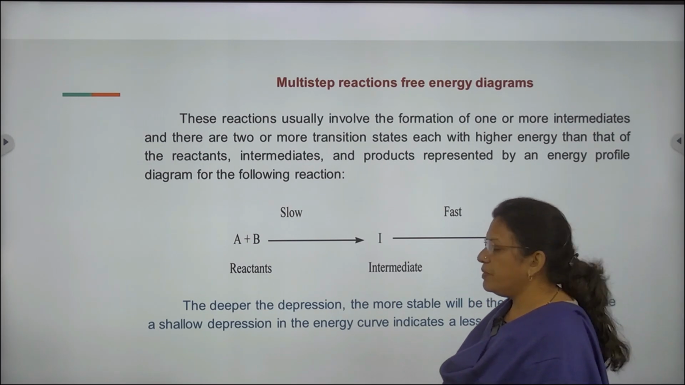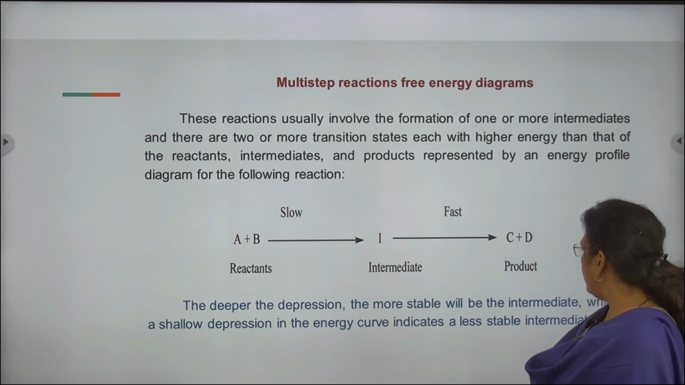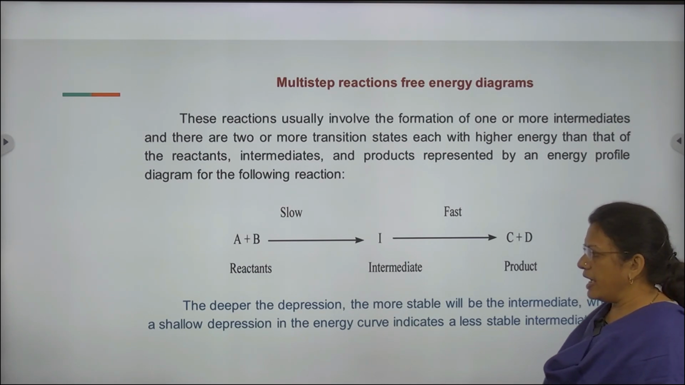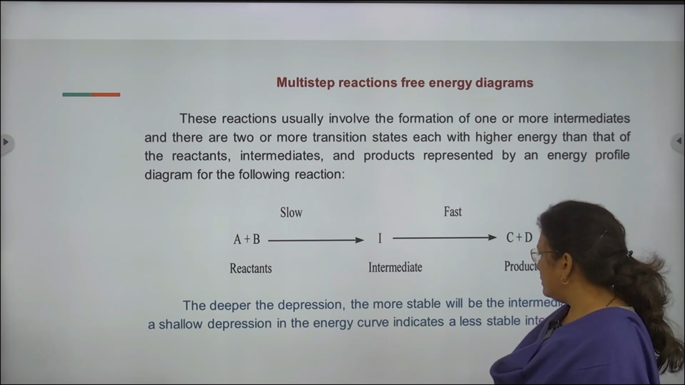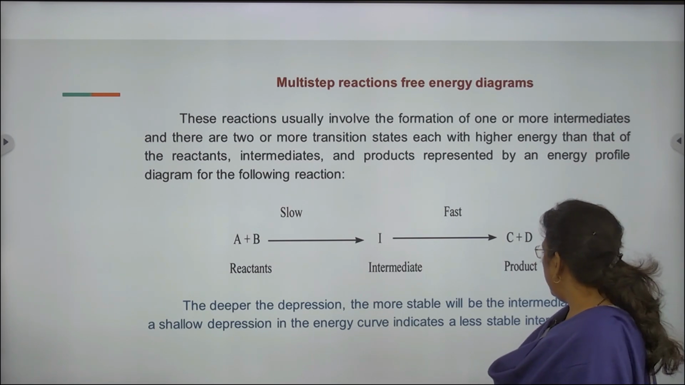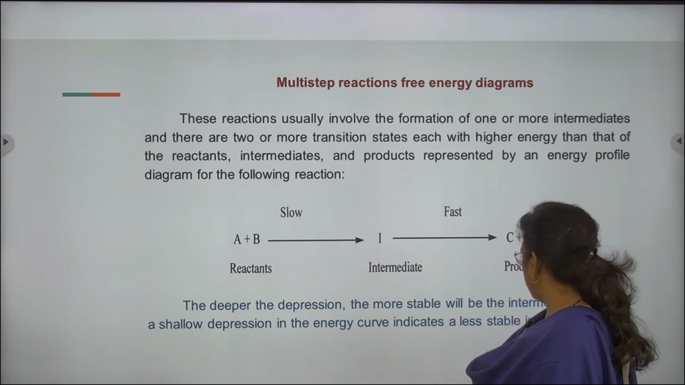The deeper the depression, the more stable will be the intermediates, while a shallow depression in the energy curve indicates a less stable intermediate.